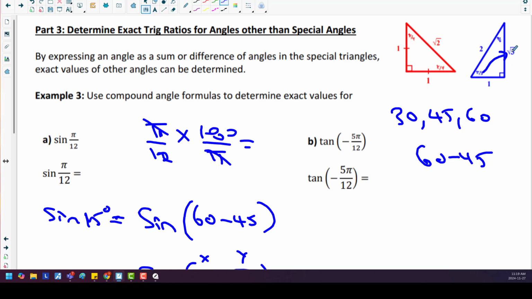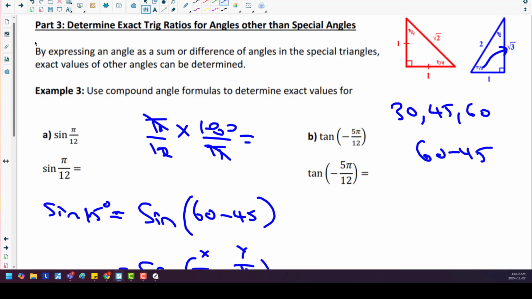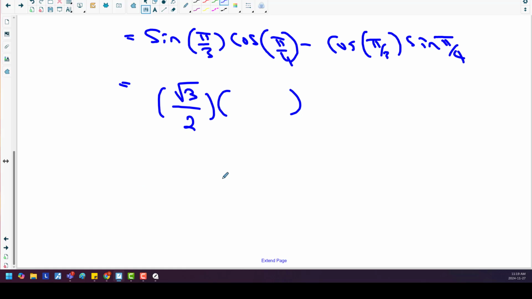It's opposite over hypotenuse, which is root 3 over 2. That's our first ratio, root 3 over 2. Remember, these are all multiplying. Cos of pi over 4, that's just 1 over root 2. Cos of 45, same thing, 1 over root 2. Easy stuff.